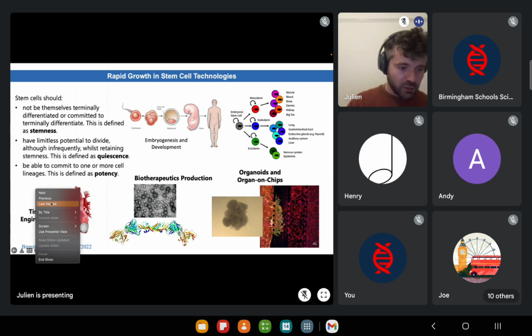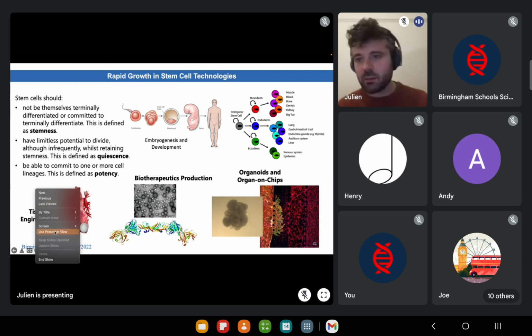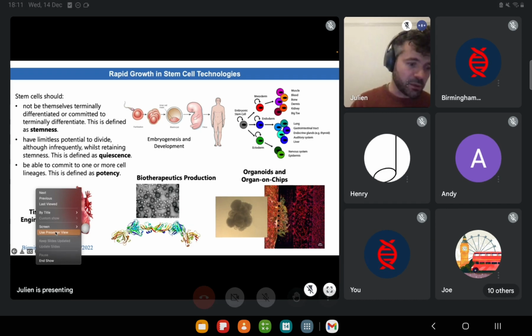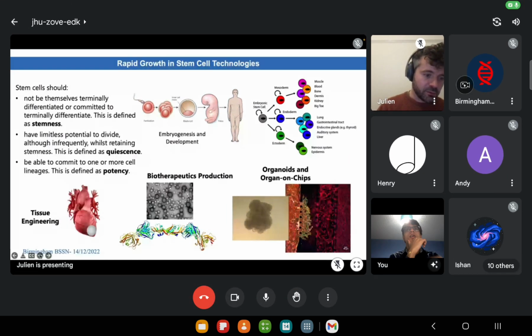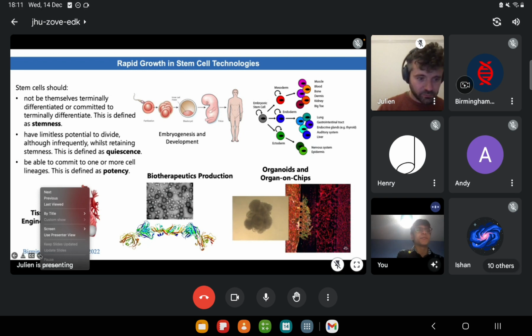I'm going to try to display a pointer. No, I can't see it. I don't know if you can see my cursor. Maybe not. We can see a cursor, yeah. Oh, you can see my cursor. Okay, so that's great.